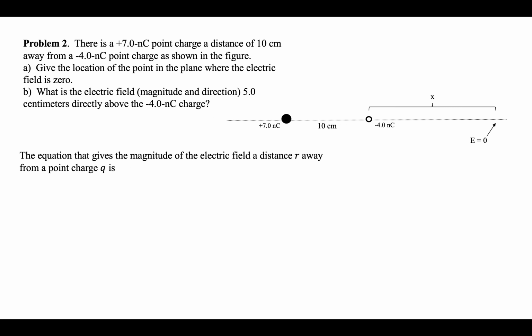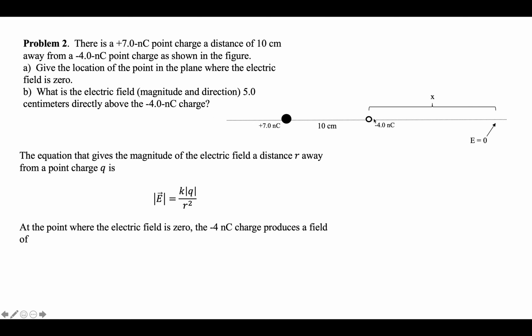We know the electric field r away from a point charge q is kq over r squared. So we can write an expression for the field here due to that charge. The minus 4 nanocoulomb charge produces a field towards it of this magnitude. There's the k, there's the q, converted to coulombs, divided by the distance between them, which is x, squared.